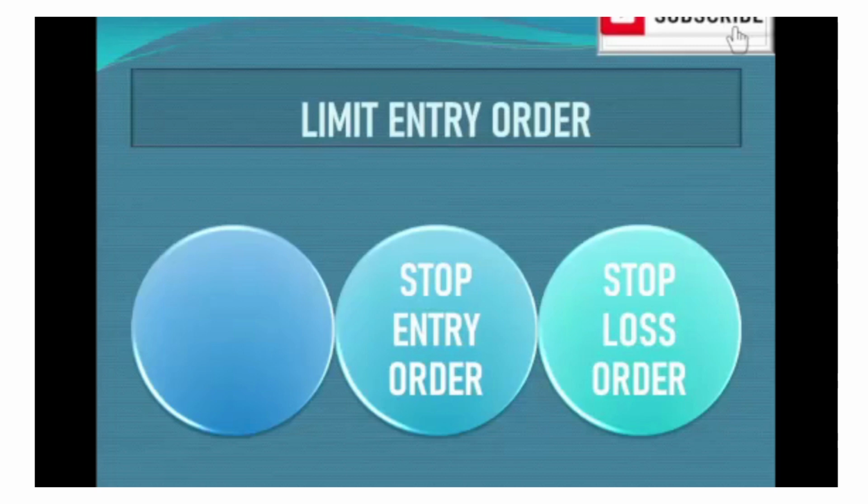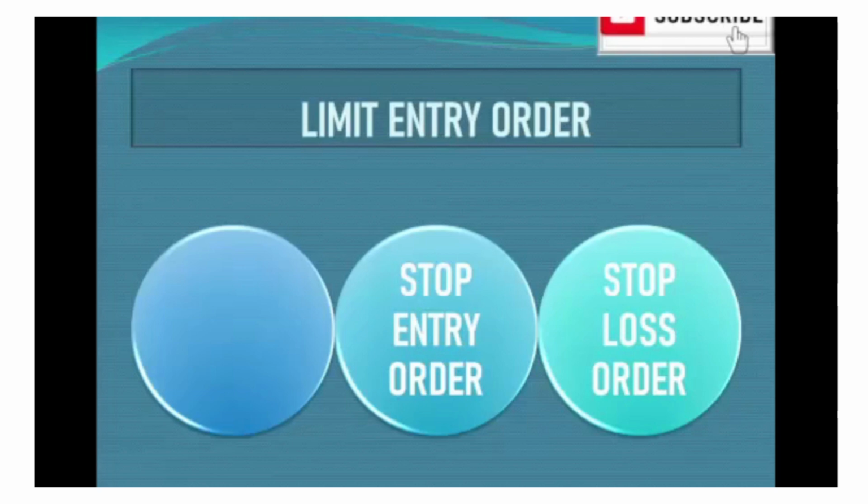When you're selling from the resistance, your stop loss order should be above the resistance. Your stop loss order should be above the resistance. Now you are selling below the resistance level or the resistance zone, so your stop loss should be above the resistance.